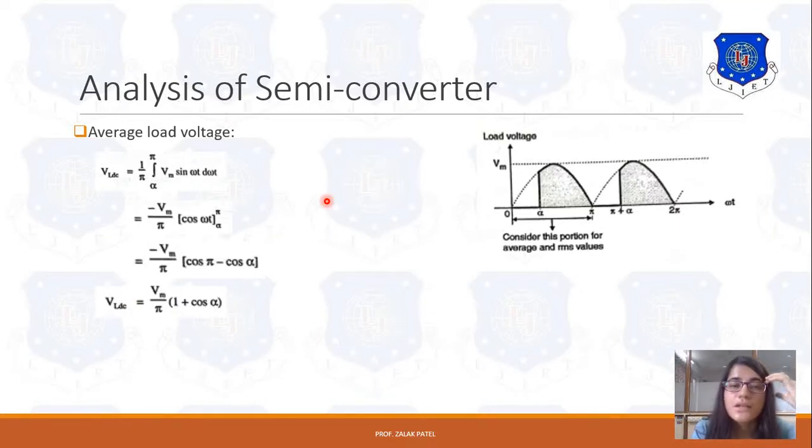In the next lecture we will discuss the other analysis terms of the semi-converter, like the RMS, root mean square value of load voltage, then the normalized voltage, form factor and ripple factor. Here again the form factor and ripple factor are related to the quality of the waveforms. According to our performance requirement we can reduce or increase it. The next analysis will be seen in the next lecture.